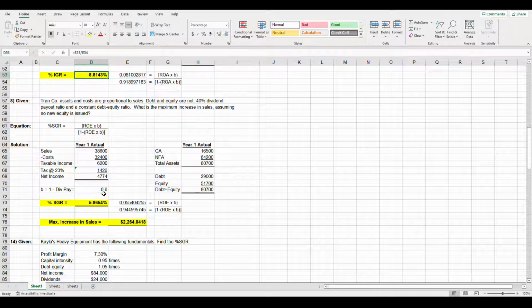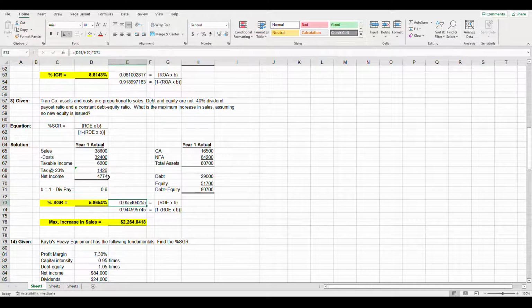So how do I get it? Always use year 1. When I'm calculating the IGR in problem number 6 and the SGR in problem number 8, always use year 1 numbers to calculate, because you're trying to find that magical rate at which you can grow under all those conditions. So SGR is just ROE times B. What is ROE? What is RO anything? Again, you should know this, net income over anything. So return on equity would be net income over equity, very simply.